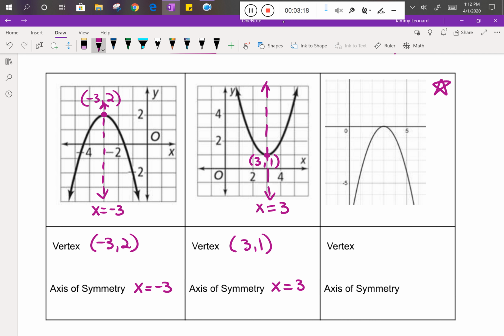All right, this third problem in the set is going to be one of your homework problems for tonight. So after you get done listening to the second part of the video, make sure you do that one problem.